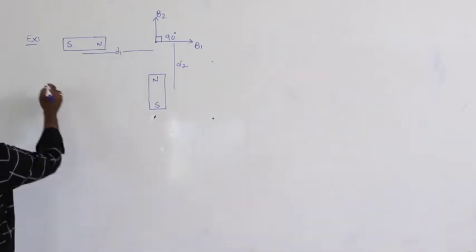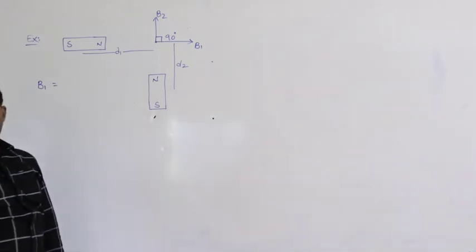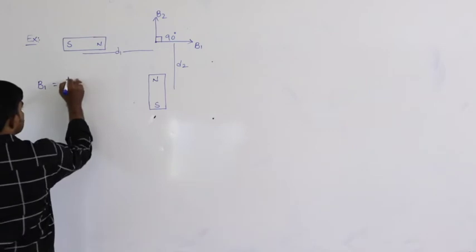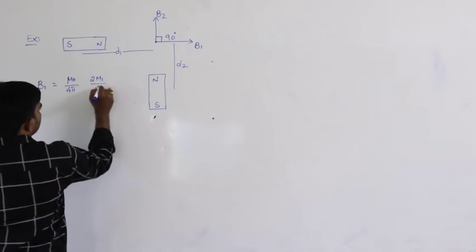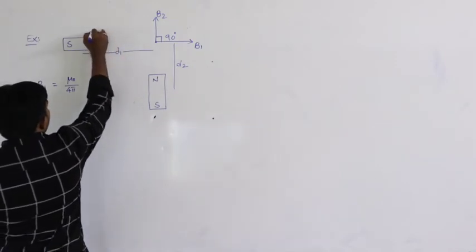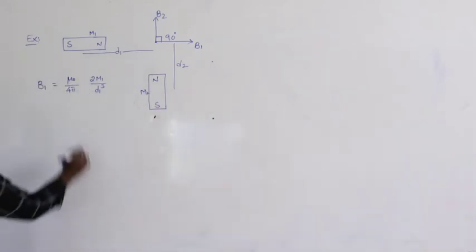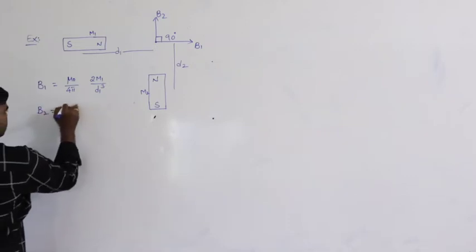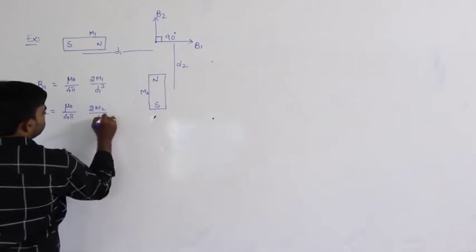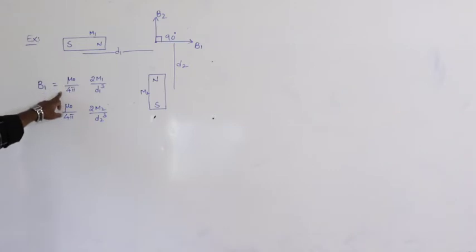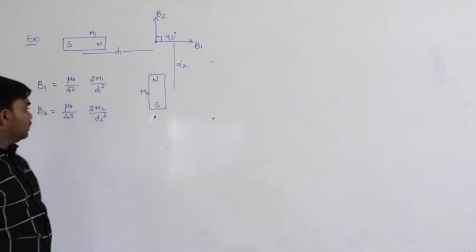Let us first calculate B1. What is the value of the magnetic field on the axial line? The value is mu naught by 4 pi, 2m1 by d1 cube, where the distance is d1 and the magnetic moment is m1, and the other magnetic moment is m2, let us say. Next, the magnetic field due to the second magnet is mu naught by 4 pi, 2m2 by d2 cube. B1 is equal to mu naught by 4 pi, 2m1 by d1 cube. B2 is equal to mu naught by 4 pi, 2m2 by d2 cube.